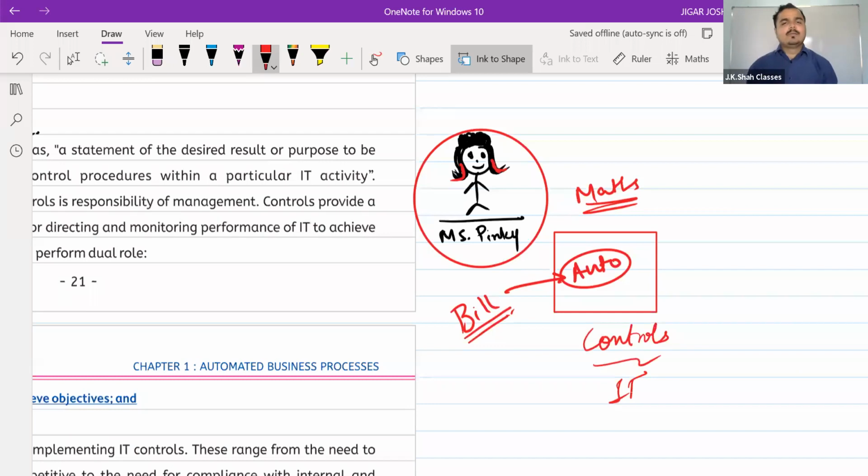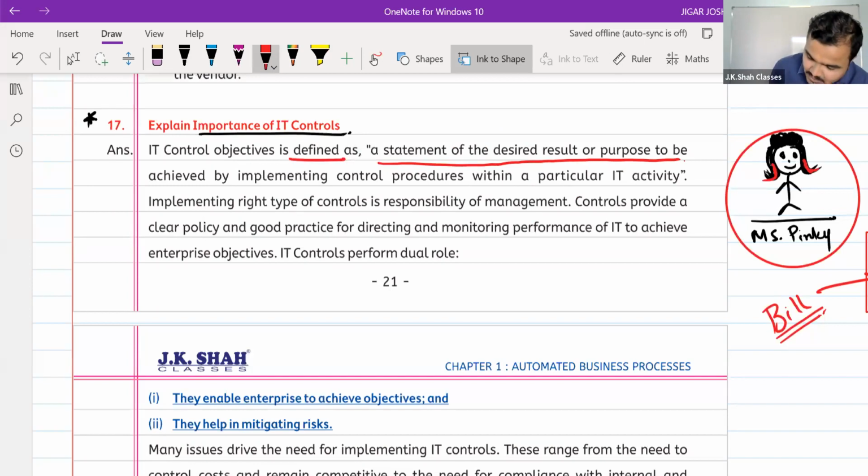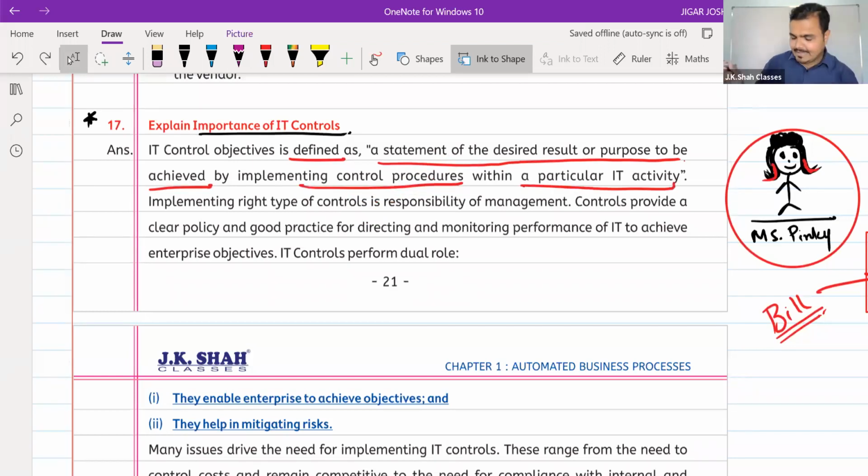Understood? Yes, sir. So what do you mean by IT control? Sir, controls which are established and made applicable to a system so that we can achieve the objective of that system or that IT device. It's called the IT control objective. Say this, people: the IT control objective is defined as a statement of the desired result or purpose to be achieved by implementing control procedures within a particular IT activity.